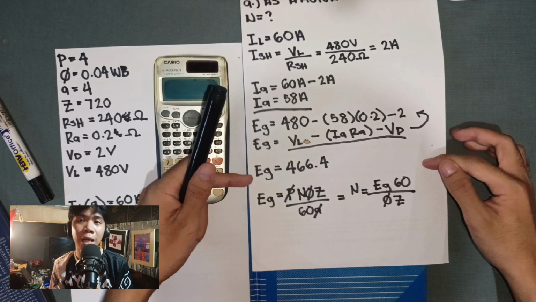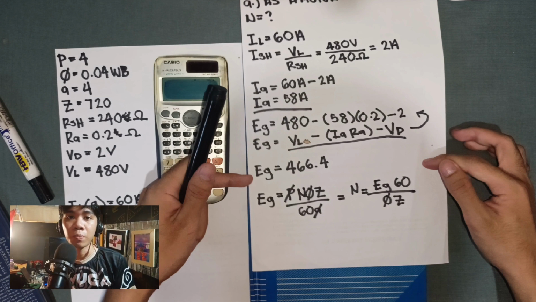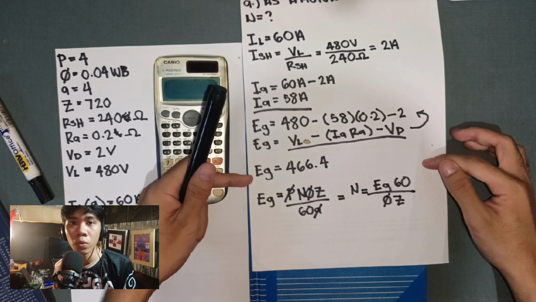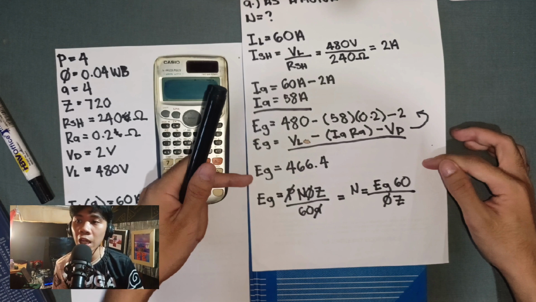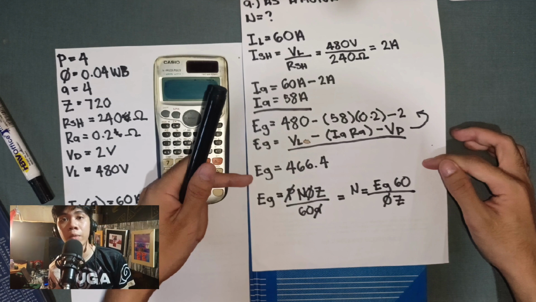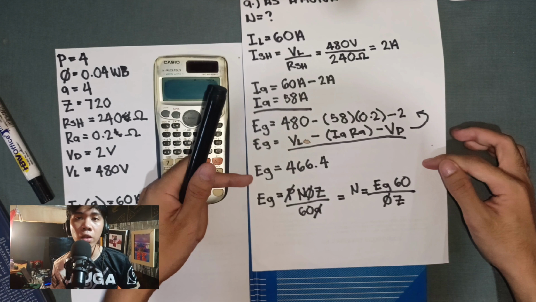Now, makukuha na natin yung speed ng ating motor. So, bali, ang formula na gagamitin natin is EG is equal to P pole times speed times flux times conductors per unit Z natin all over 60A. So, itong formula na ito ay ginagamit lamang para mahanap yung speed in RPM. So, kapag gusto nating hanapin in RPS, yung 60 tatanggalin na natin.